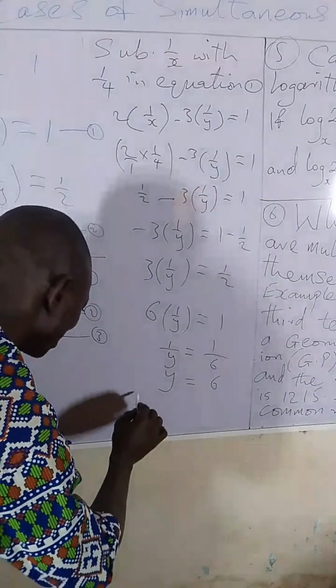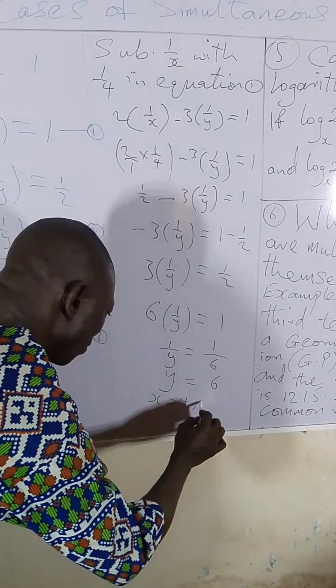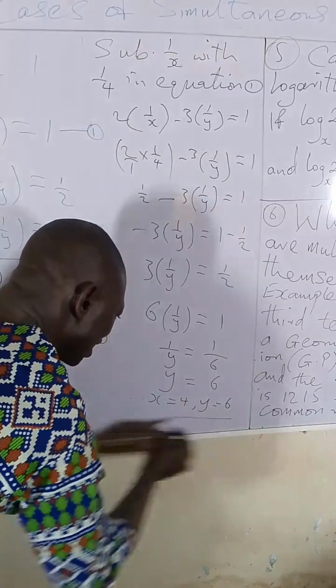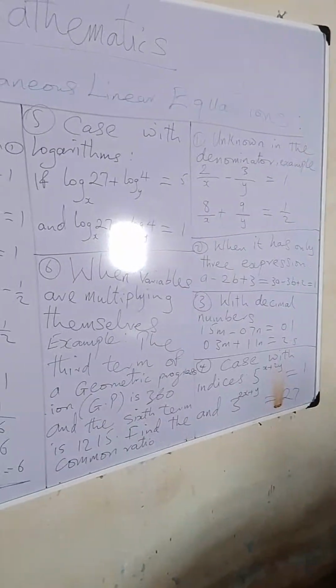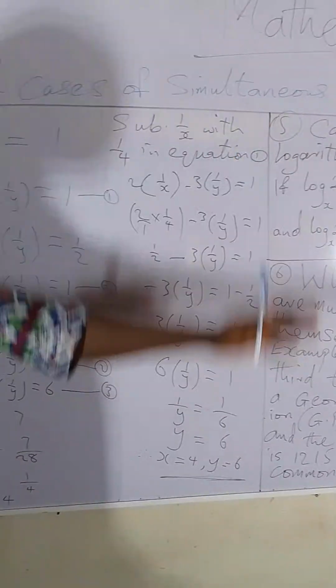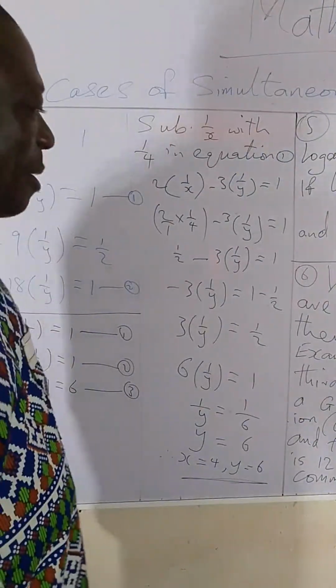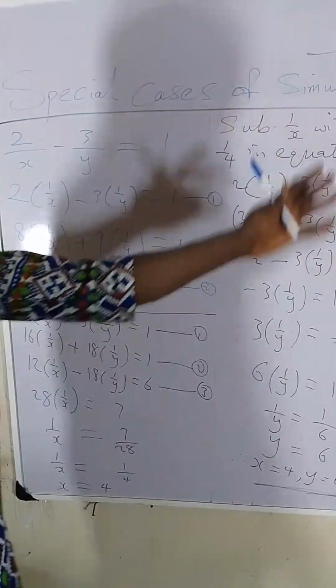To get the whole thing summarized, we see that x is equal to 4 and y is equal to 6 in the first question. Remember that the first question here is a case where we have unknown in the denominator. Remember, we're not saying that there's no other way of working this, but this is one of the better ways of handling it. Yes, that is for number 1.